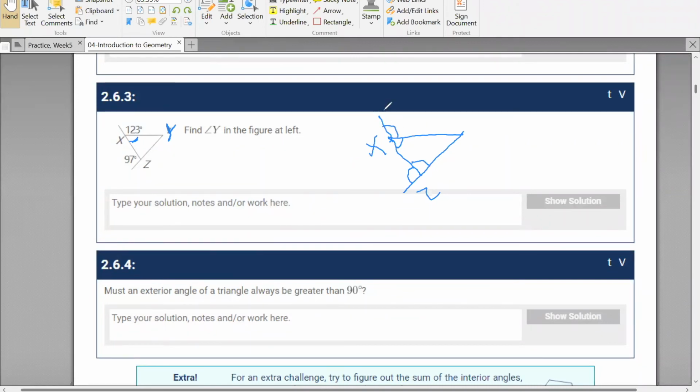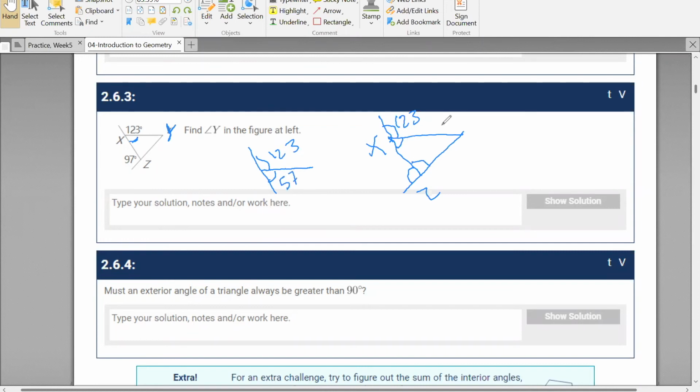Now, if the exterior is 123, can someone tell me what would be the interior angle of X? 57. Very good. Thank you very much. You remember, everyone, that a straight line is going to be 180 anyway. So if this is 123, then with that interior, they have to add up to 180. Therefore, as your friend said, this is going to be 57.